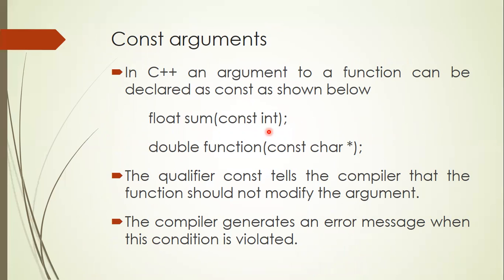The return type is float. How many arguments does the function take? The function takes only 1 argument. But before that argument, I mentioned the qualifier called const.